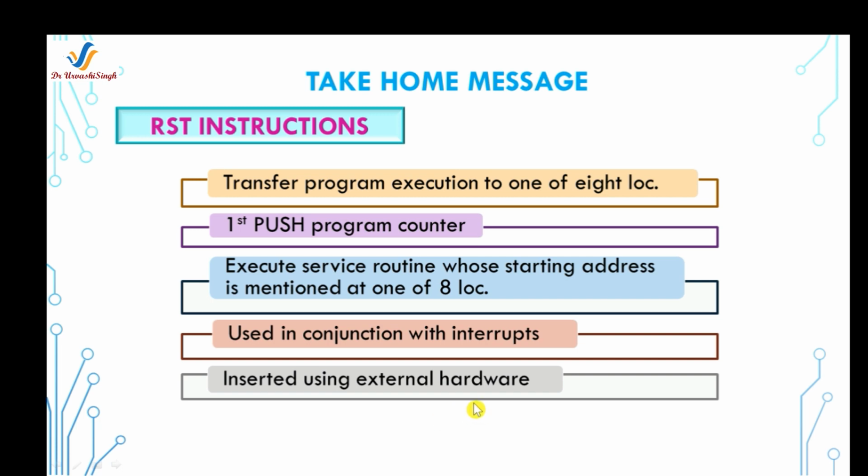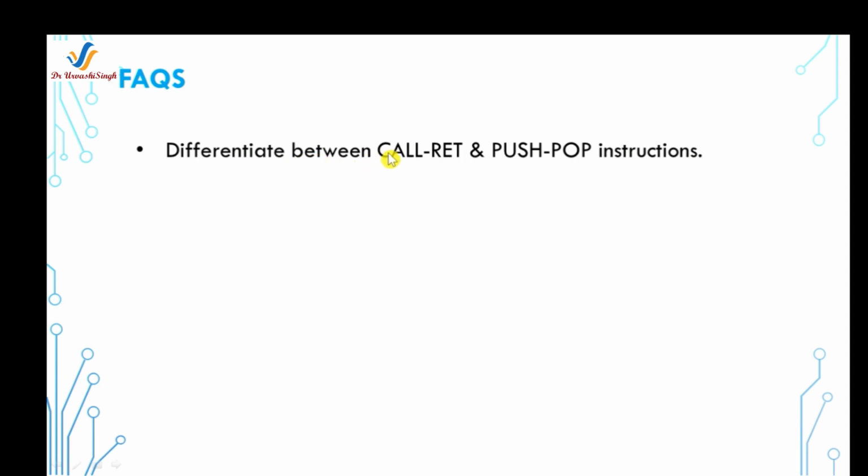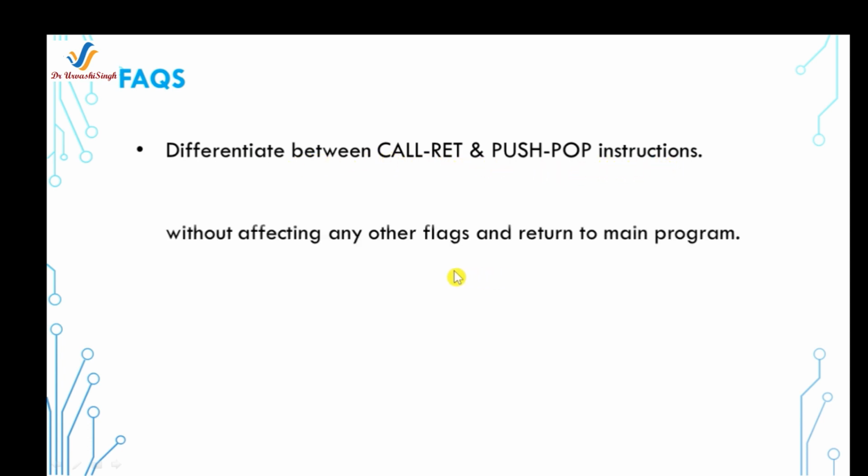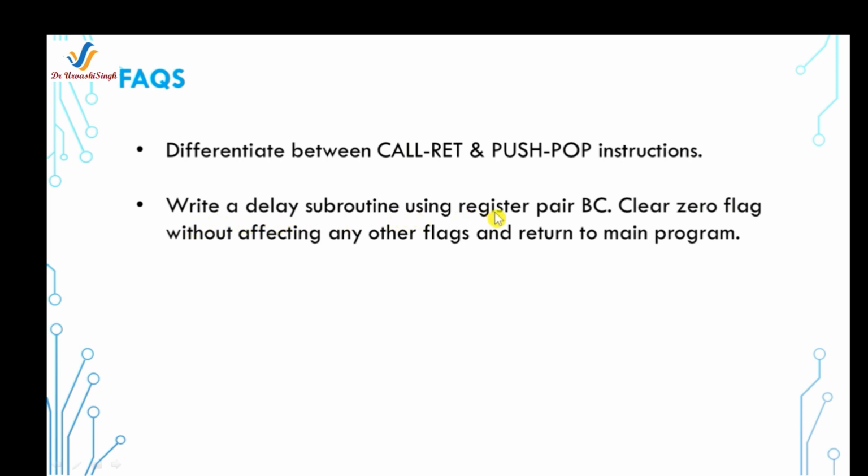Now let's see the frequently asked questions from the topic. The first one is: differentiate between call, return and push, pop instructions. And the next is: write a delay subroutine using register pair BC, clear zero flag without affecting any other flags and return to the main program.